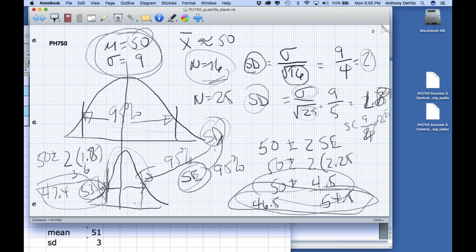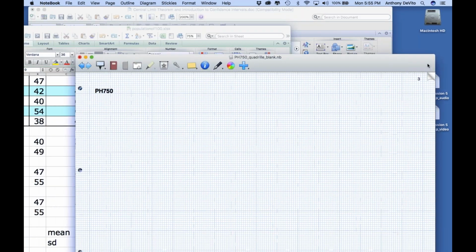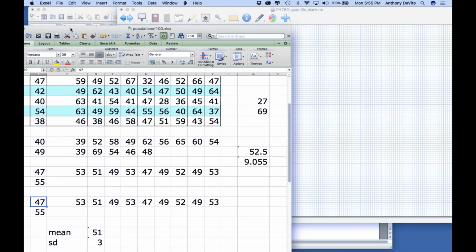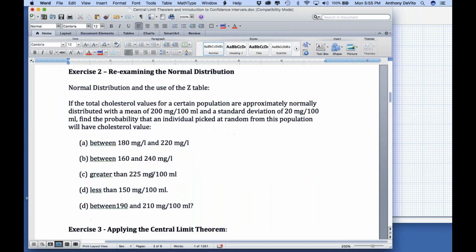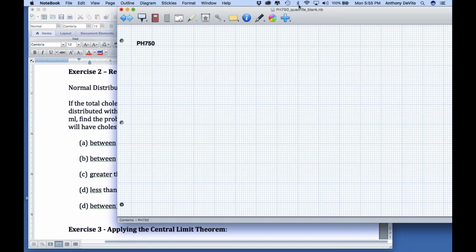Okay, so let's put this to work. And to put it to work, we're going to step back a little bit to remind ourselves of how we evaluate populations and normal distributions and so on. If the total cholesterol values for a certain population are normally distributed with a mean of 200 and a standard deviation of 20, what's the probability that an individual picked at random from this population would have a cholesterol between 180 and 220? So I'm going to sketch that out.